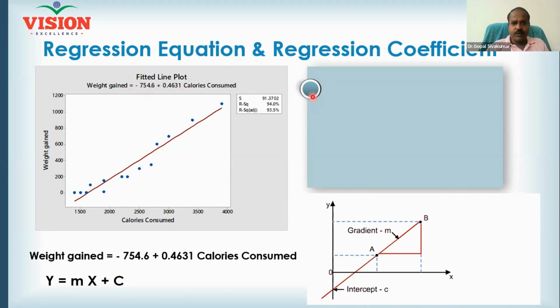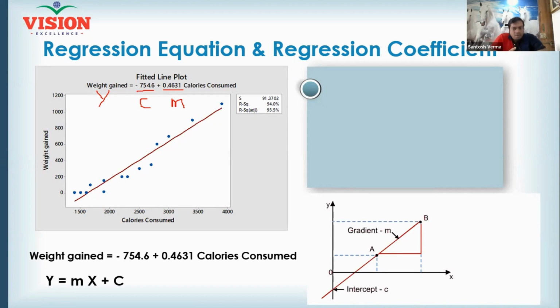Now, the weight gain is nothing but your y variable, right? Let me take the pen. This is your y variable. And this is your constant term c. Am I right? This is your constant term. The 0.4631 is your slope. The slope is always denoted as m. So now the equation is y equal to mx plus c. Now I want to know the slope and the constant, so that I can write this equation manually. Otherwise, you can generate it using Minitab. Suppose I want to write this equation manually, how to get the m? Can somebody give me an idea? How to know the slope of the line?